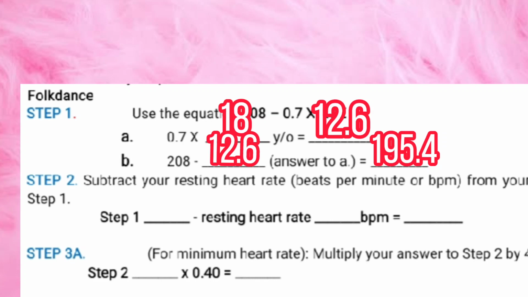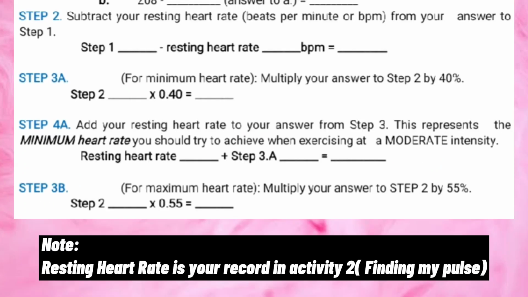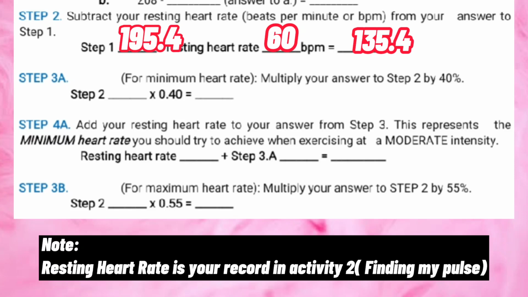Now let us move on to the second step. Subtract your resting heart rate, or beats per minute (BPM), from your answer to step 1. From step 1, the answer is 195.4. Subtract now your resting heart rate. Say for example, your resting heart rate is 60, so you need to subtract 60 from 195.4. The answer is 135.4. To get the minimum heart rate, multiply your answer from step 2 by 0.40.